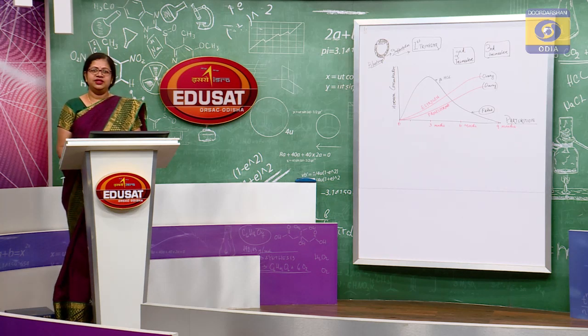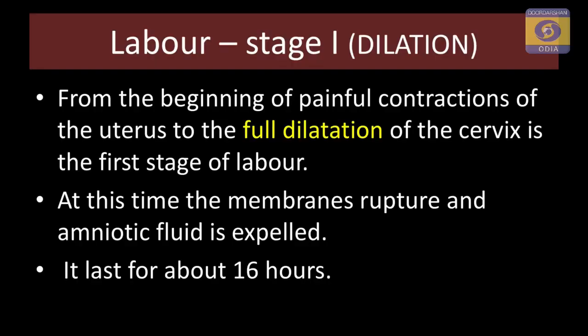We can divide the entire period of labor into 3 stages. Stage 1 is dilation. It will begin from the painful contractions of the uterus to complete dilation of the cervix, so that crowning can take place. Crowning means when the cervix is completely dilated, the head of the fetus is visible. Now, this is the first stage of labor, and at this time the membranes will rupture and the amniotic fluid will come out, or in common terms you will hear water bag rupture or water is coming out. This is nothing but the amniotic sac will rupture and it will lead to the expulsion of the amniotic fluid, and in the first pregnancy it may last for about 12 to 16 hours. In the consequent pregnancies, this time period might go down.